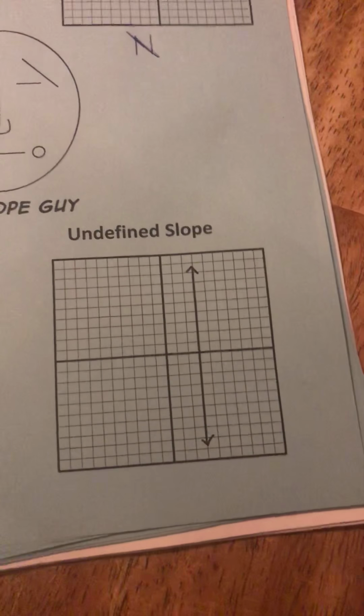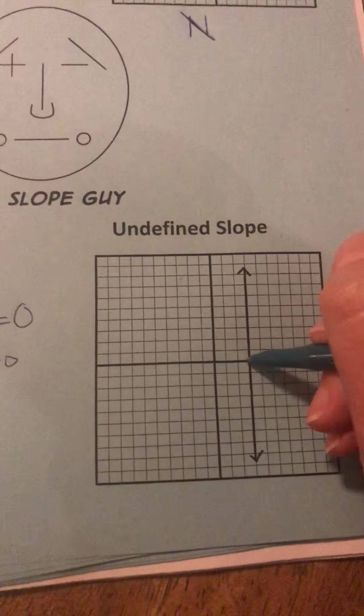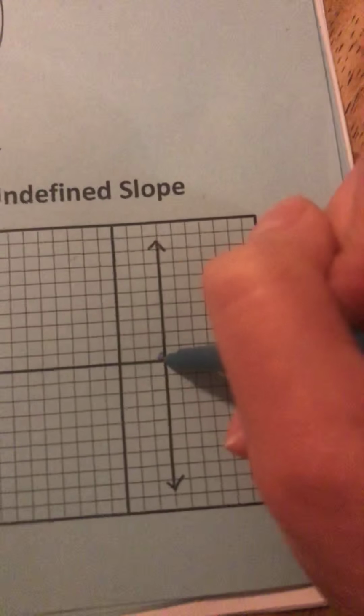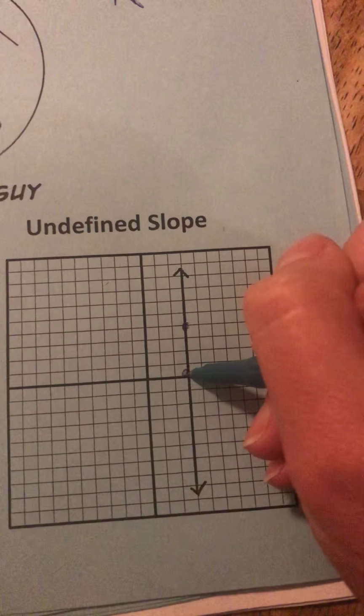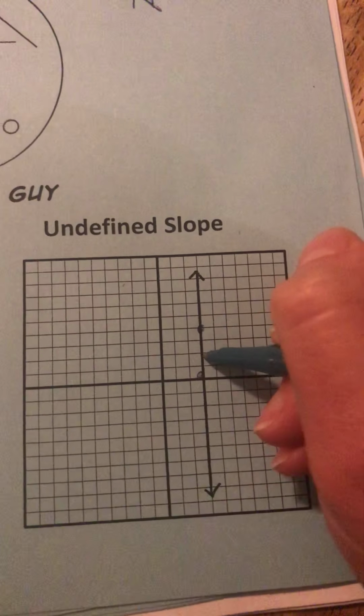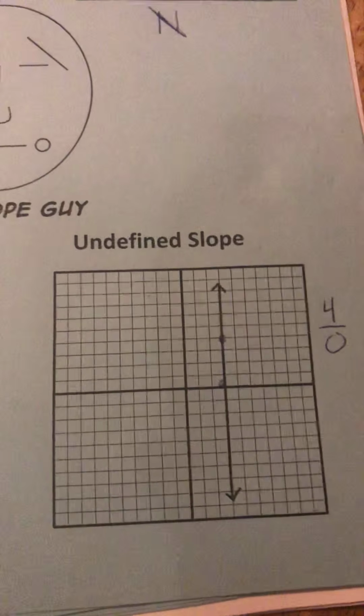The last slope is an undefined slope. So again, if I try to apply the rise over run, I'm going to pick 2 points. I'm going to rise from this bottom point. I'm going to rise 1, 2, 3, 4, but I don't have to run at all.